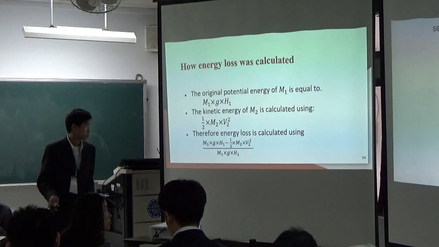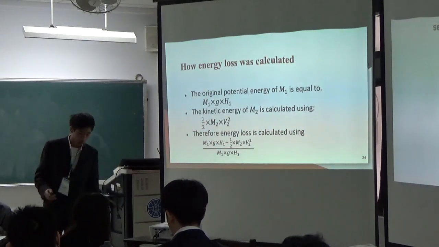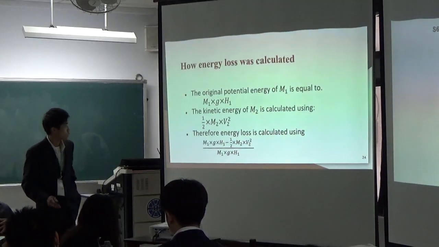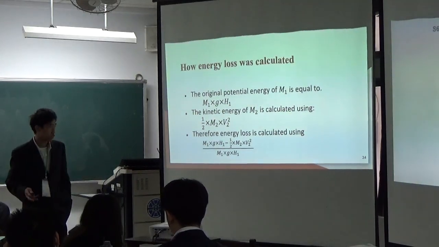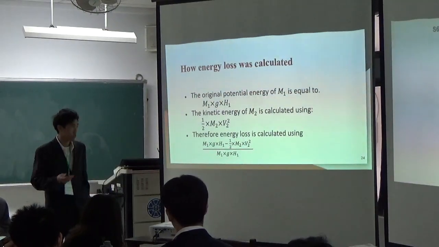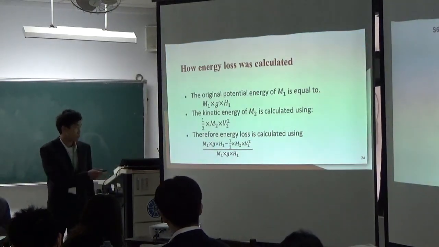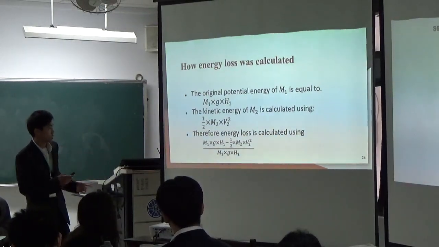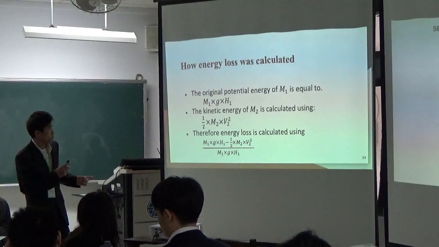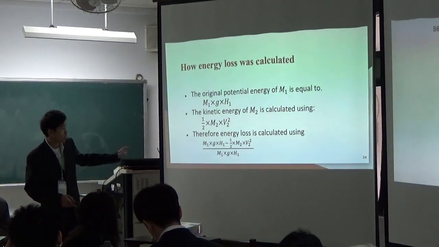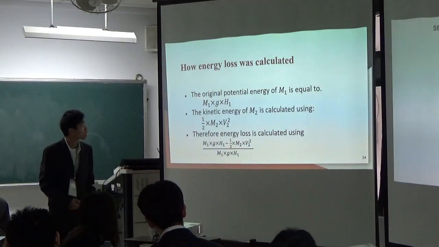So how energy loss was calculated. This is what we'll use in our data further in my report. The original potential energy of M1 is equal to M1 times g times h1. The kinetic energy of M2 is calculated as half of M2 times v2 squared. So the energy loss is calculated by using the original potential energy minus the kinetic energy, over the original potential energy.